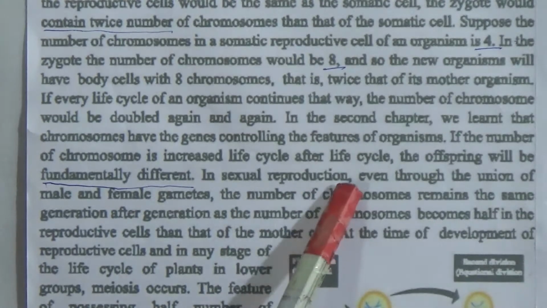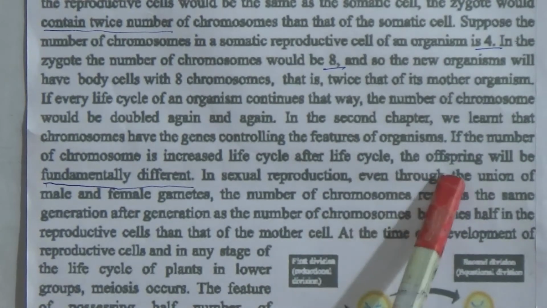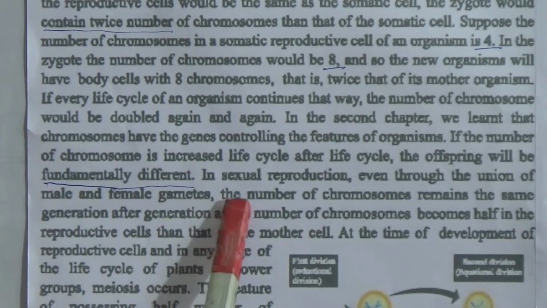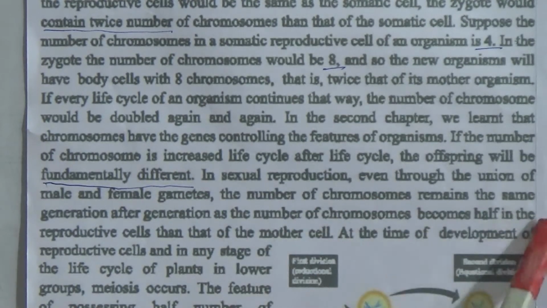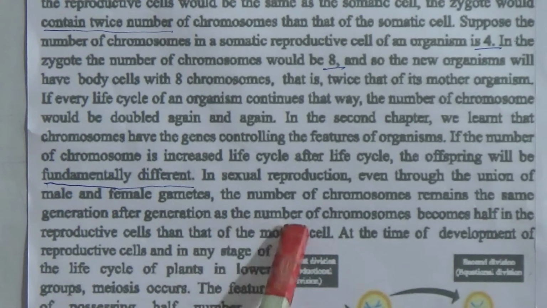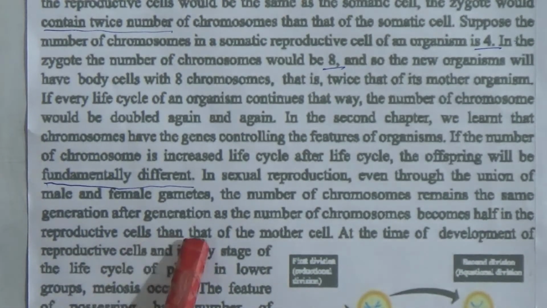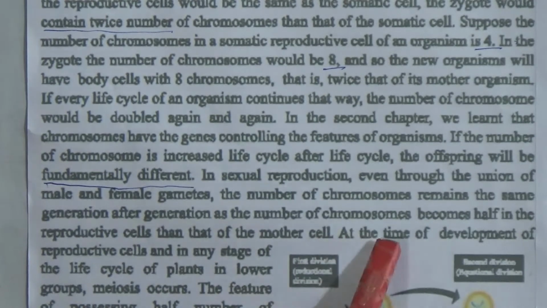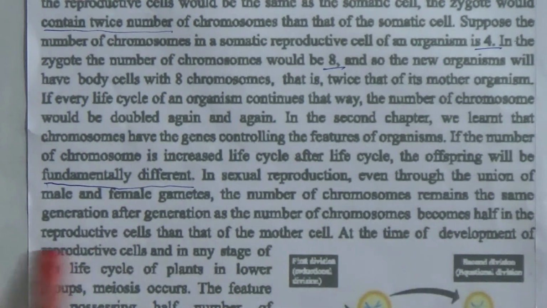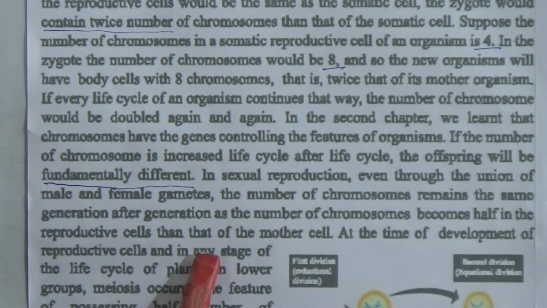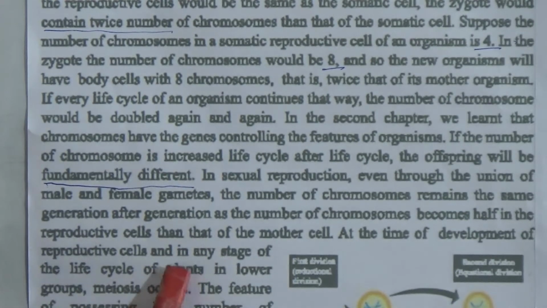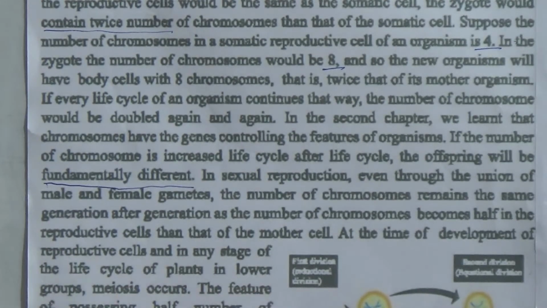In sexual reproduction, even through the union of male and female gametes, the number of chromosomes remains the same generation after generation, as the number of chromosomes becomes half in the reproductive cell than that of the mother cell at the time of development of the reproductive cell. In the plants of lower groups, meiosis occurs in any stage of the life cycle.